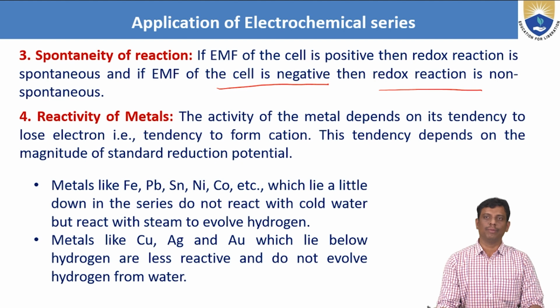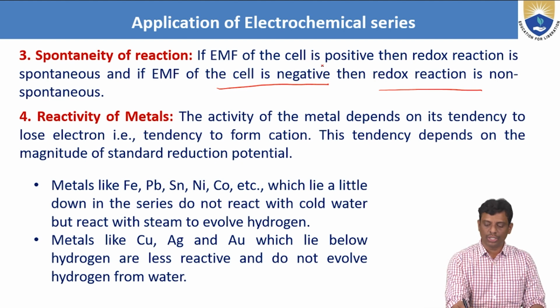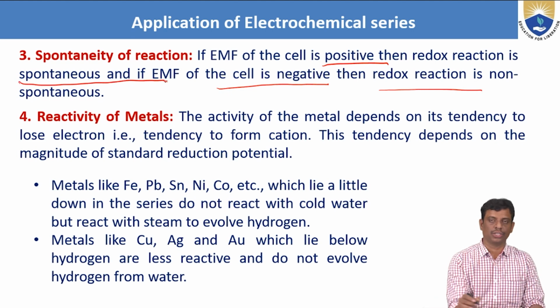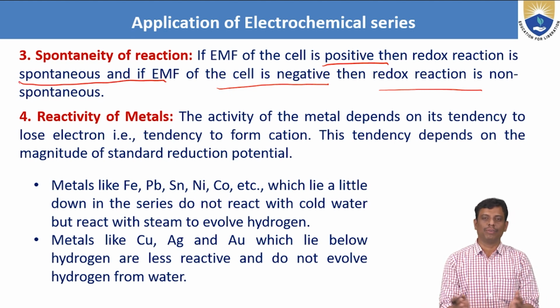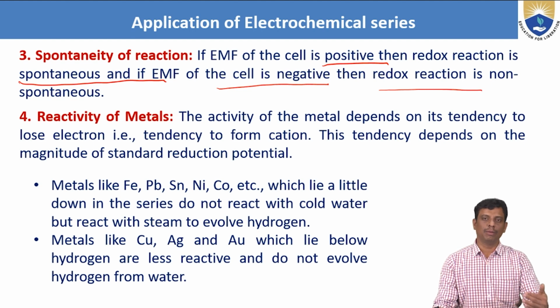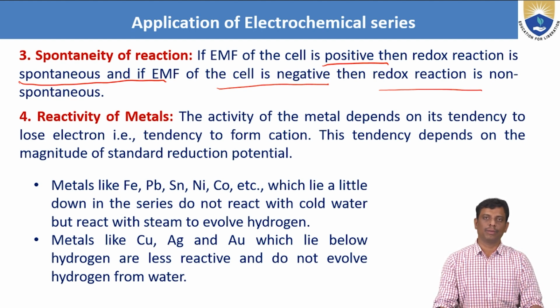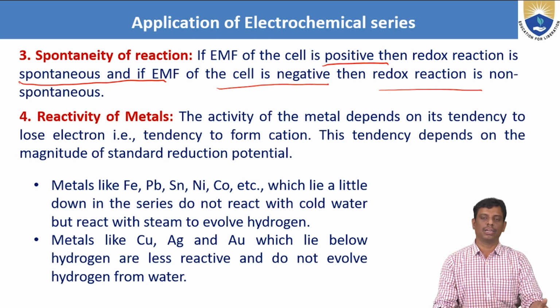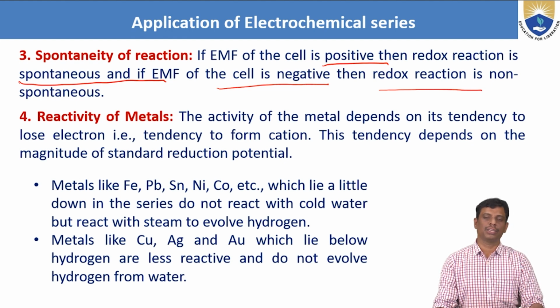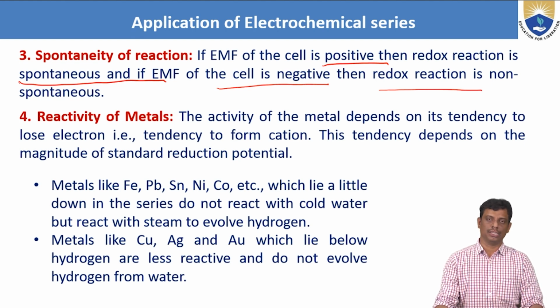If the cell potential, EMF of the cell, is positive, then the redox reaction is spontaneous. So the cell potential and the spontaneity of the reaction were identified. What type of cell potential is generated in the electrochemical cell was identified using the standard reduction potentials in the electrochemical series. The spontaneity of a reaction is identified using these standard reduction potentials.